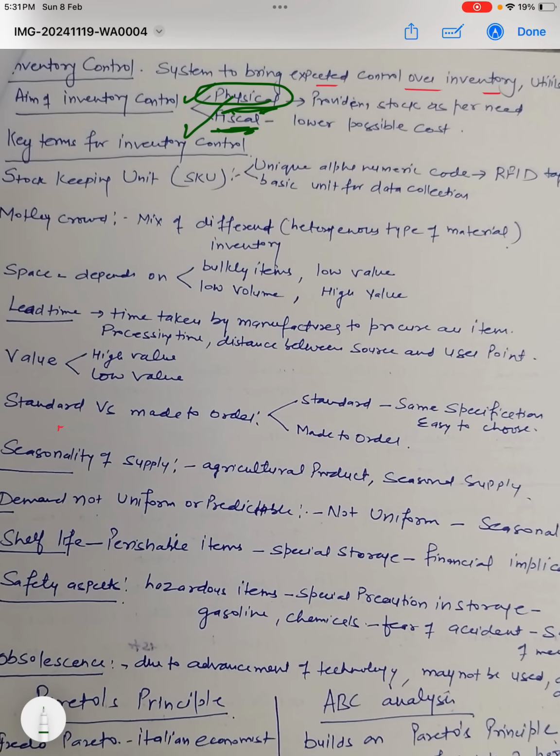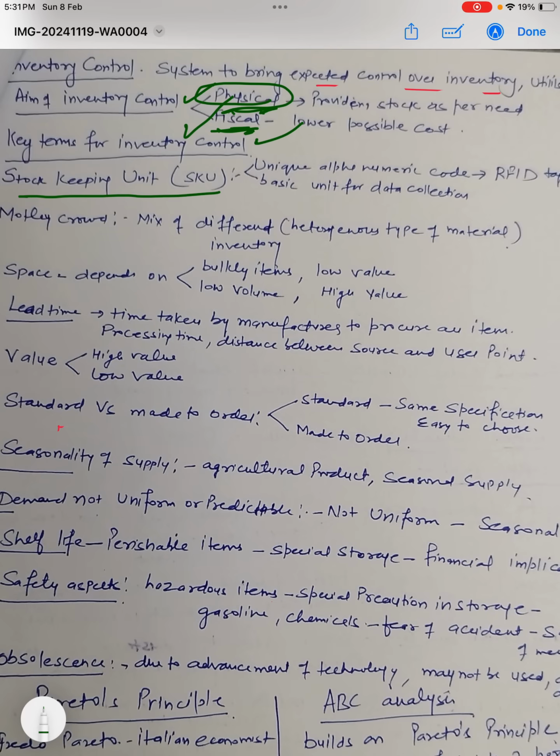Now, what are the key terms related to inventory control? The first key term is SKU, which is stock keeping unit. Sometimes when you go to a shoe shop to buy shoes, you would have seen the salesperson using some code word. You tell him, get me size 40 blue shoes, and he says some code word to another person, like bring X, Y, Z and 1, 2, 3. What's that? That code word is the stock keeping unit.